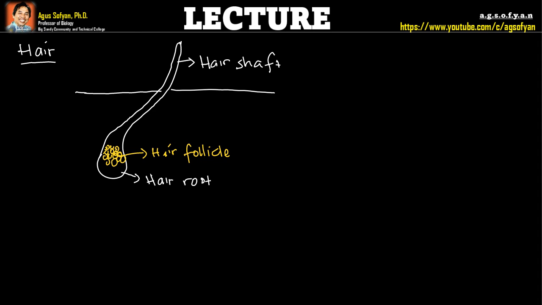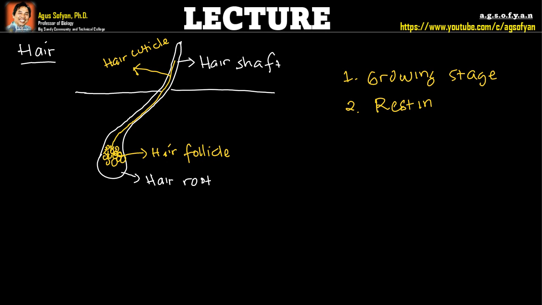Okay, and then if we see under the microscope, then there is a middle part of the hair. That middle part is called the hair cuticle. Okay, so these are the main parts of the hair: hair root, hair follicle, hair shaft, and the hair cuticle. So our hair is actually growing. Okay, so there are two stages of growing: growing stage and resting stage.